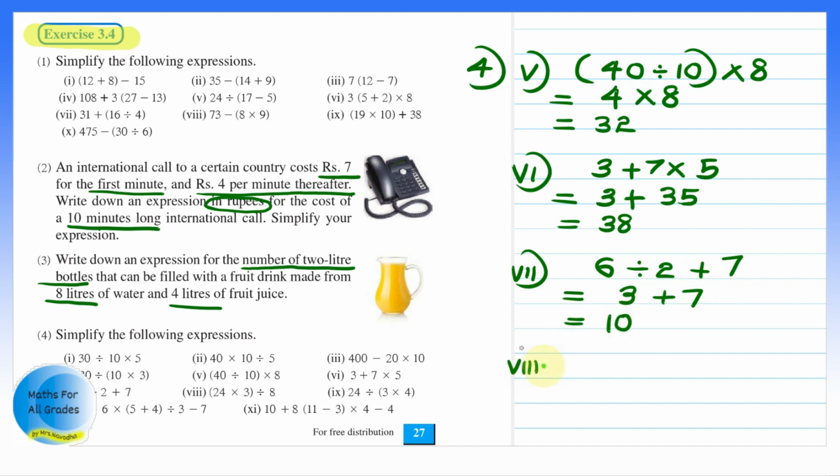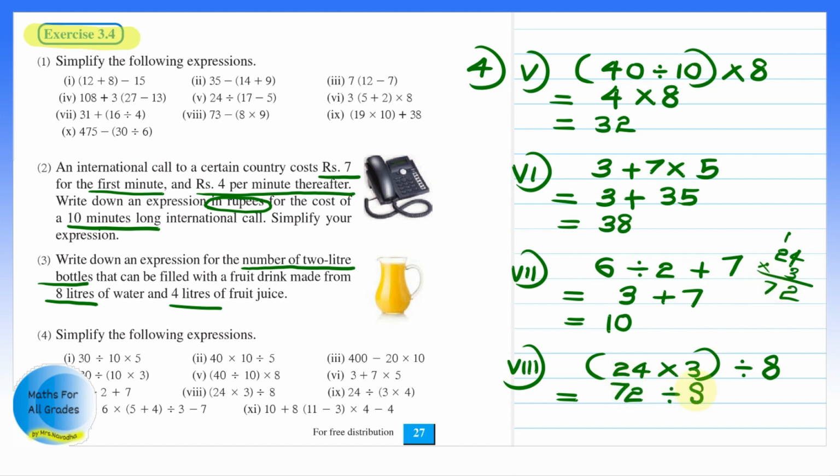Room number 8. Bracket, 24 times 3, close the bracket, divided by 8. So we do the brackets first. 24 times 3. Let's see. 3 times 4 equals 12. 1 carried over. 3 times 2 equals 6. 6 plus 1, 7. So you got 72 divided by 8. What is the answer? 9.